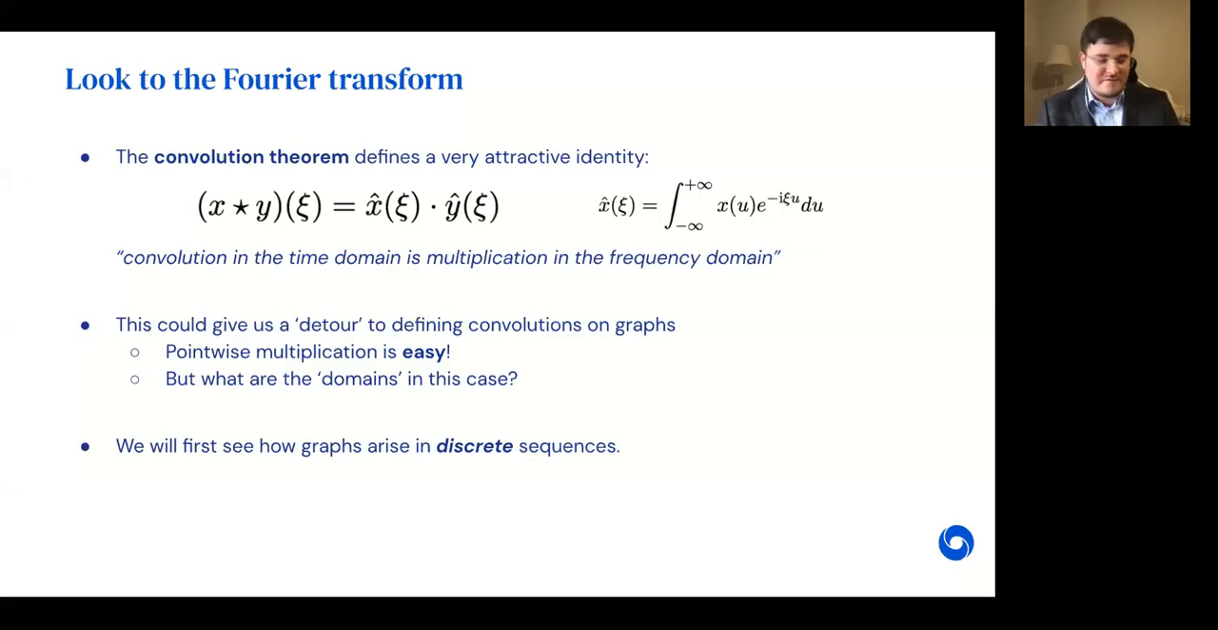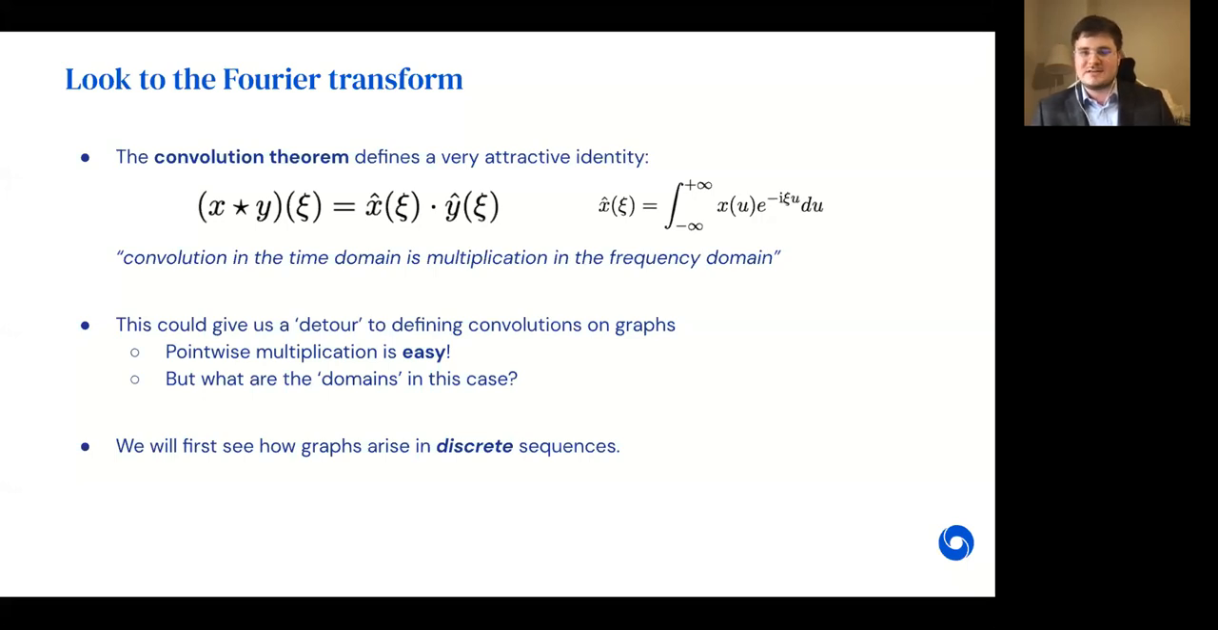Well, one very useful quantity from digital signal processing is the convolution theorem, which defines an identity that is very attractive to us because it allows us to express a convolution in some domain, like the time domain, as pointwise multiplication in some other domain, like the Fourier domain. And this is a detour to defining convolutions, because defining an operator that does pointwise multiplication in a learnable way is something that's quite easy for us to do.